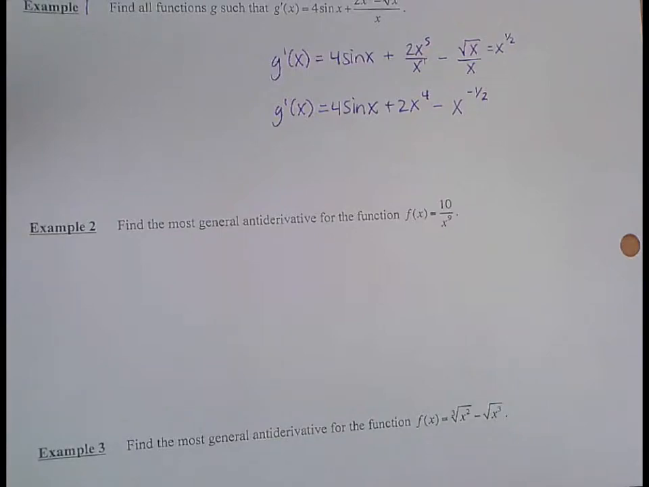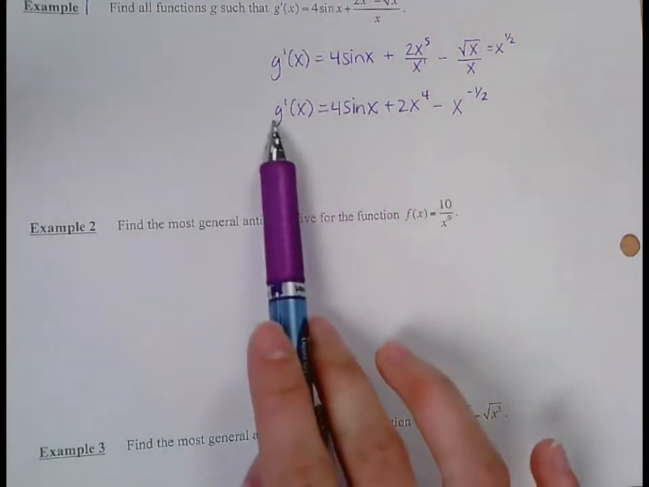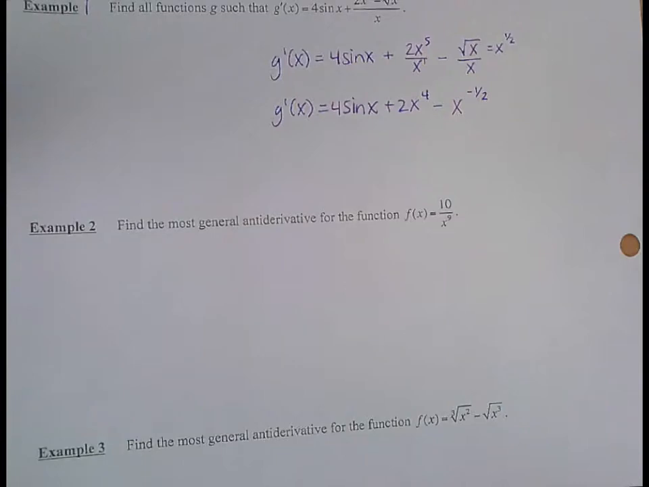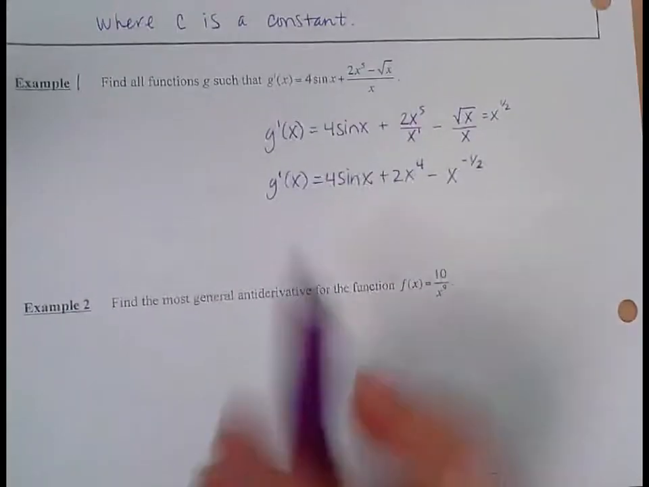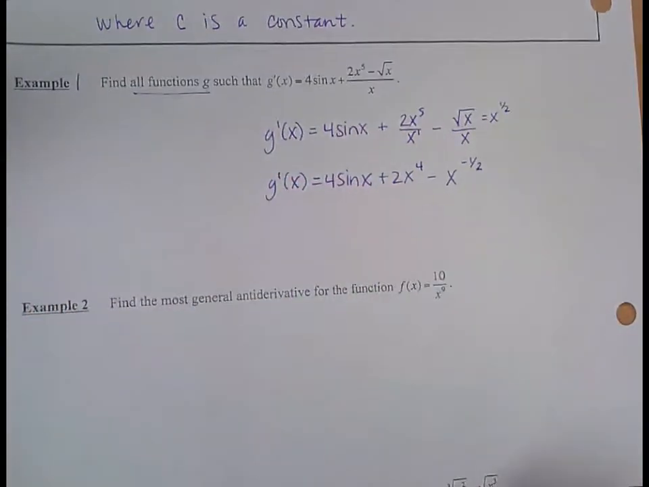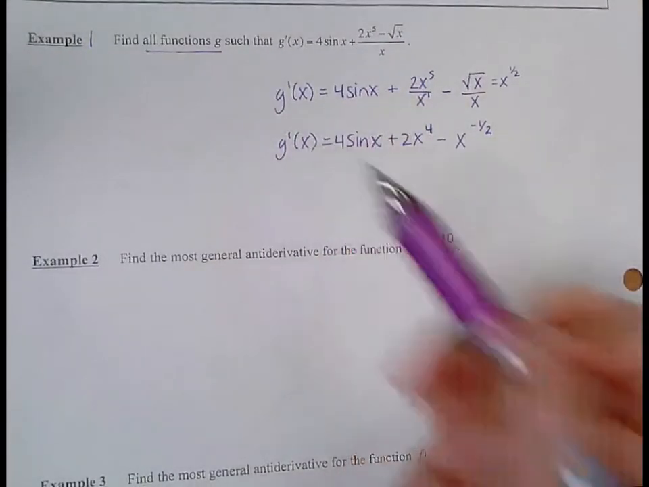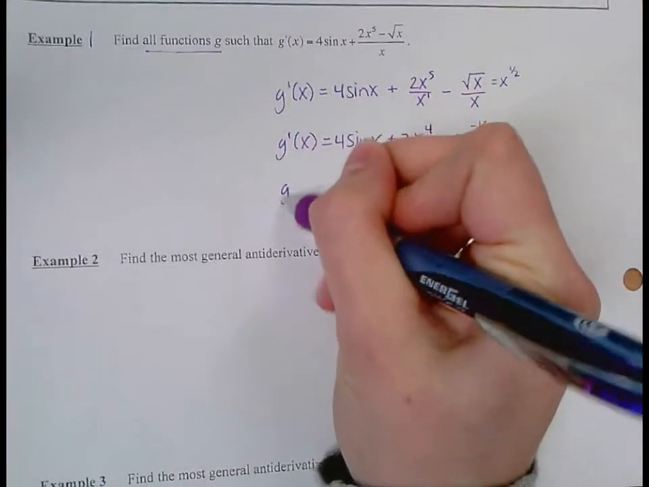So it's kind of like when we first started with derivatives, you wanted to simplify because you didn't know the product or quotient rules yet. Same thing applies here. You're simplifying because we don't have a reverse of the product or quotient rules right now. So simplify first if you can. Then you're taking the antiderivative of every term. So when I take the antiderivative, because it said find all functions g, so antiderivative of g prime would be g of x.